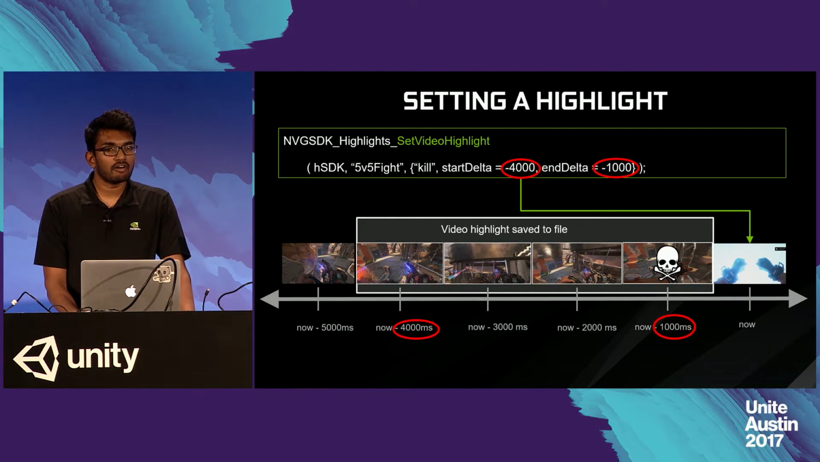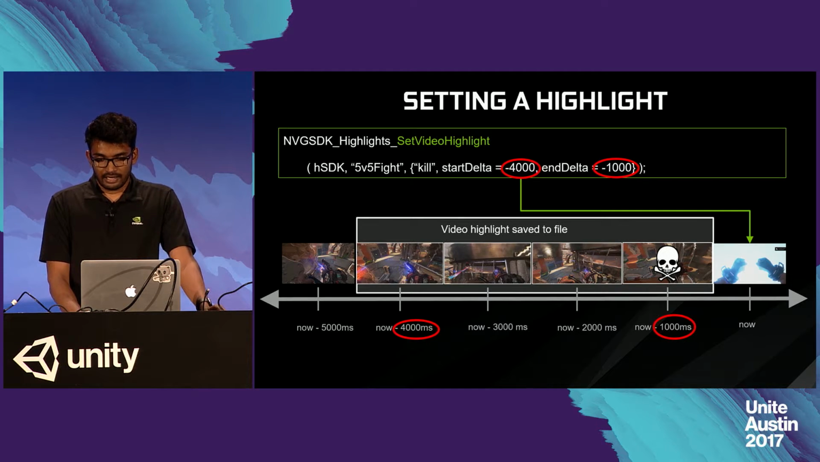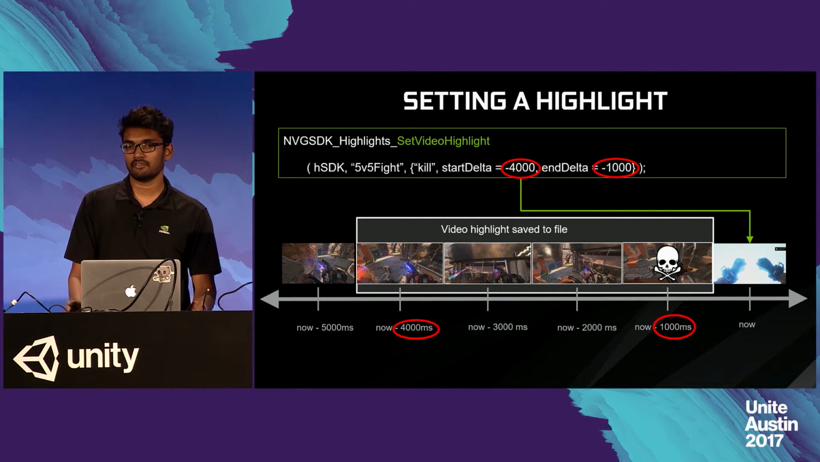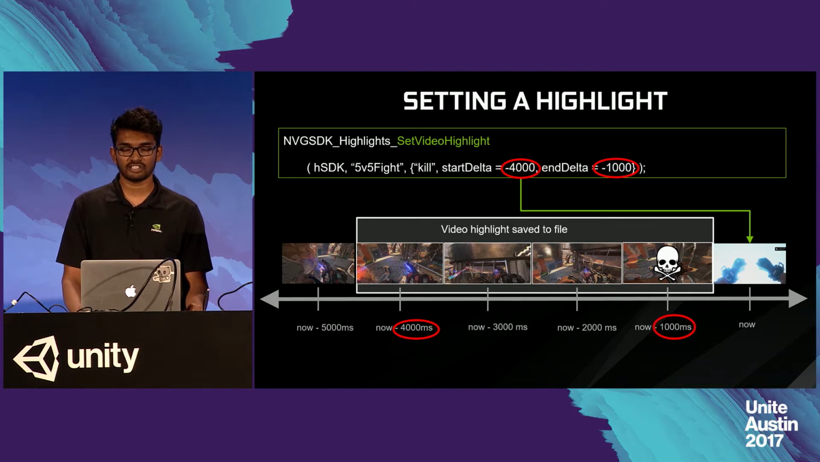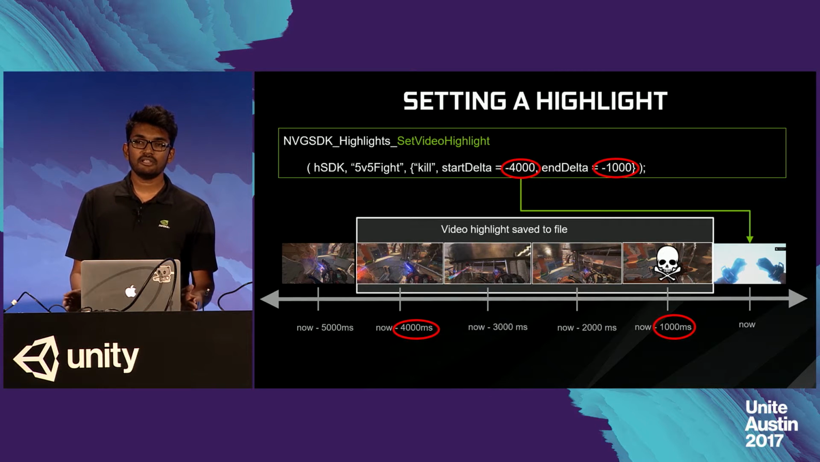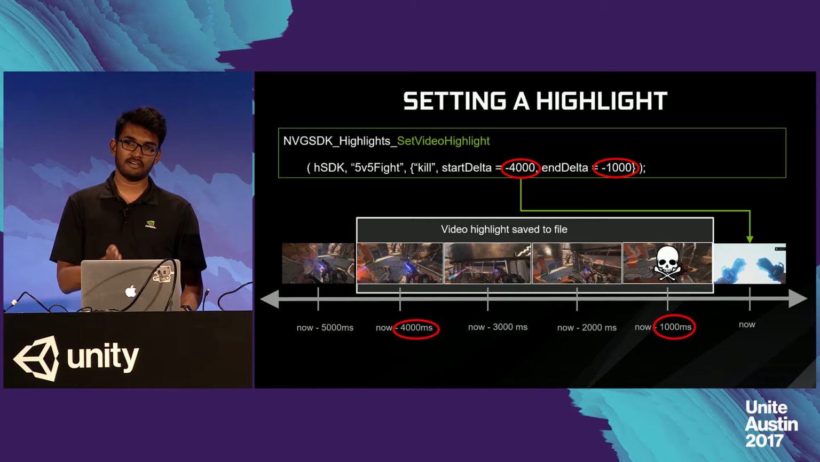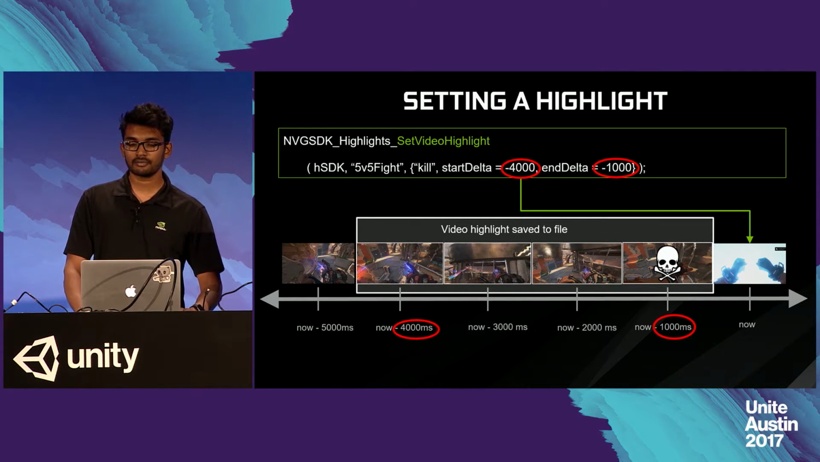This is an example of a video highlight. In this case, the intention is to save a 3-second video. So what we want to provide for this is a start time and an end time. We're specifying that using a start and end delta. So it is possible to capture videos of events that have happened even before the actual event has taken place because ShadowPlay keeps recording automatically in the background.